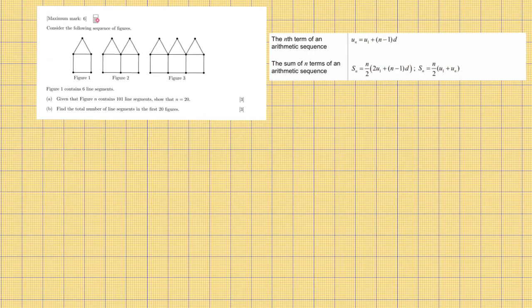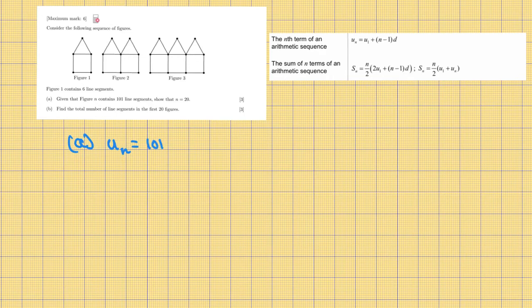Another typical exam question. Consider the following sequence of figures. You're given 3 figures made out of line segments. Figure 1 contains 6 line segments. Question A. Given that figure n contains 101 line segments, show that n equals 20. In this question, we need to find n. We know what un is. Un is 101.